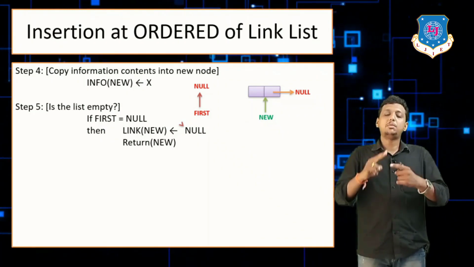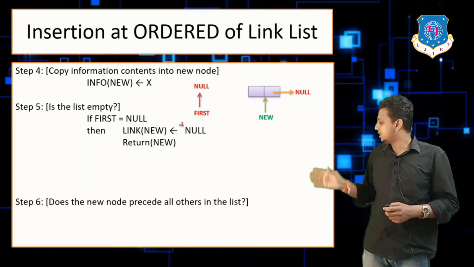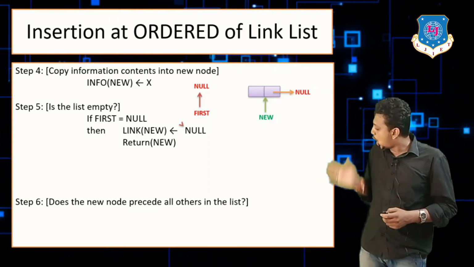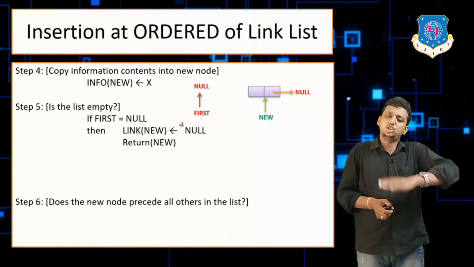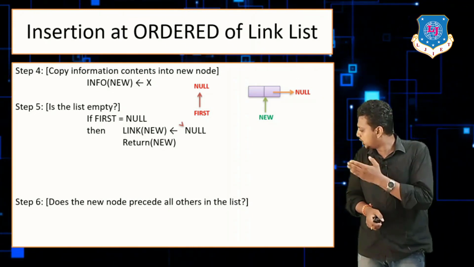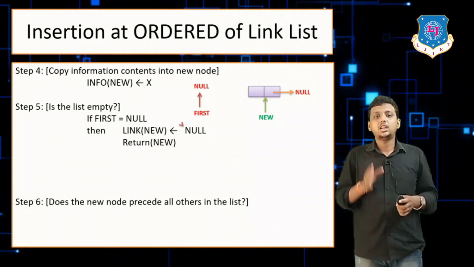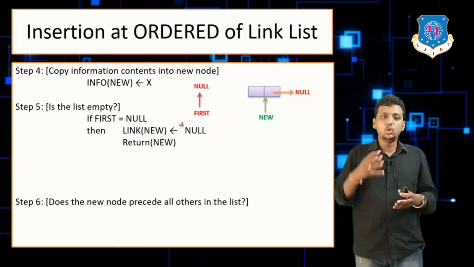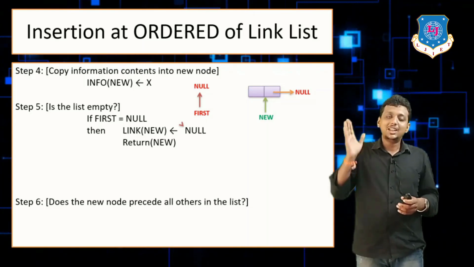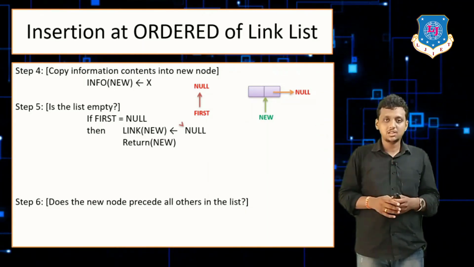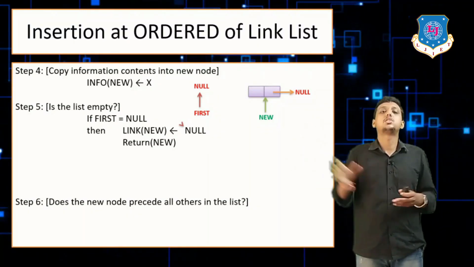Now let me give you the next condition. The next condition is, does the new node precede all the nodes of the list? What does it mean? It means that whatever value you are going to insert as a new node, is it lesser than all the nodes of the list? Then it must be inserted at the first position.